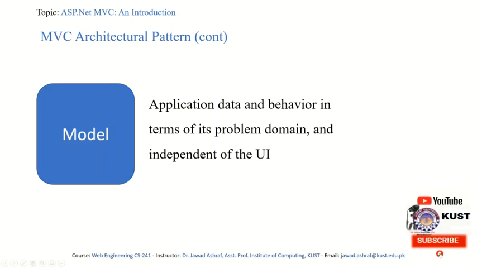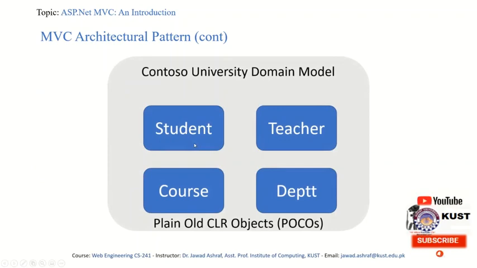In our case, the website that we are going to develop, our domain model consists of student, teacher, course, department. These are different classes. These classes will have their own data members. They will have their own methods and actions, and different business rules will be applied to these different models. And these are called plain old CLR objects, or simple POCOs. CLR means Common Language Runtime. It is a term used in the .NET framework.